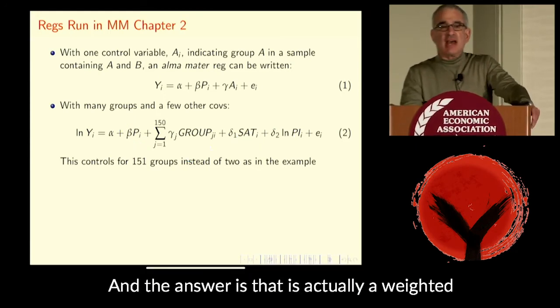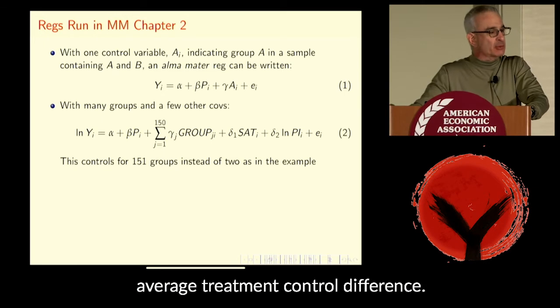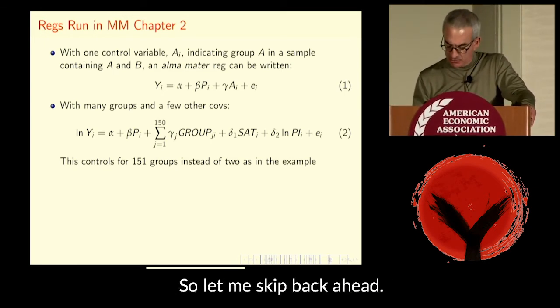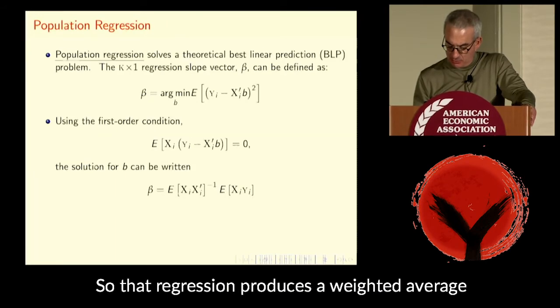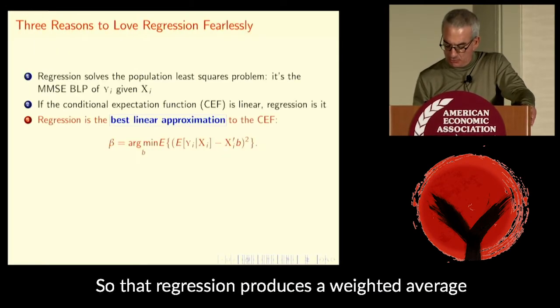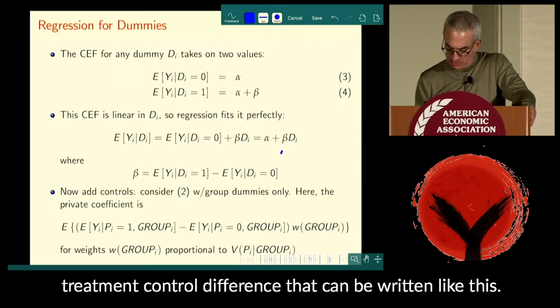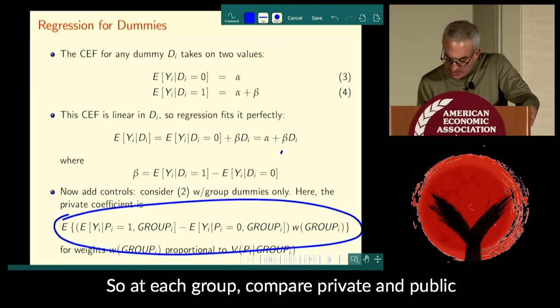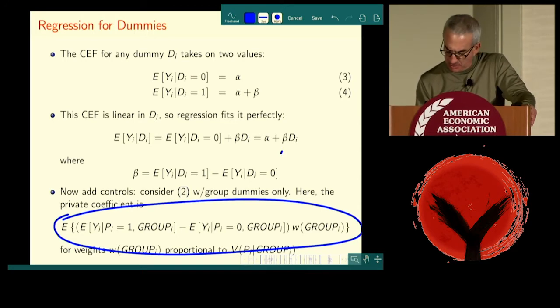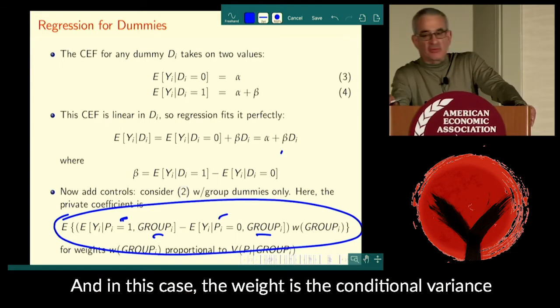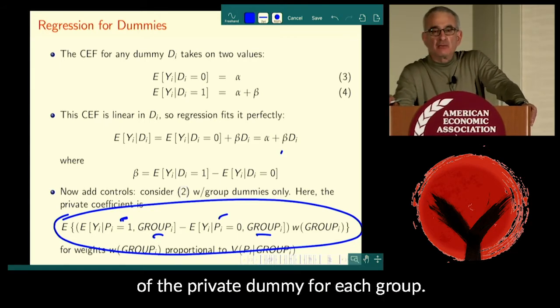And the answer is that it is actually a weighted average treatment control difference. And there's a formula for that. So let me skip back ahead. That regression produces a weighted average treatment control difference that can be written like this. At each group, compare private and public, and then weight. In this case, the weight is the conditional variance of the private dummy for each group.